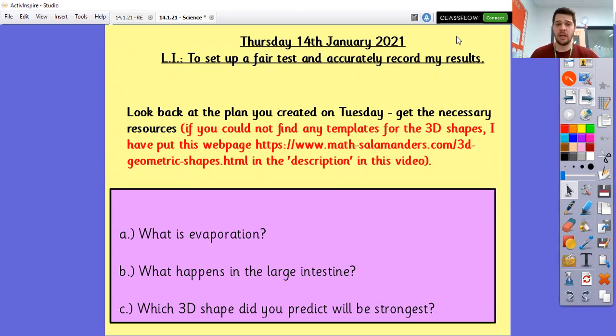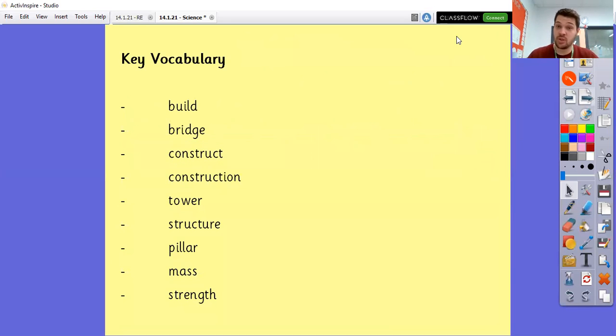Some key vocab to think about: build, bridge, construct, construction, tower, structure, pillar. That was introduced last week. The pillar is that main structure, that main foundation that keeps our bridge from collapsing. And we're thinking about the different shapes that form the strongest pillars, the strongest foundations for our bridges to stay where they are instead of collapsing. Mass is essentially the weight of something, and then strength, as you know.